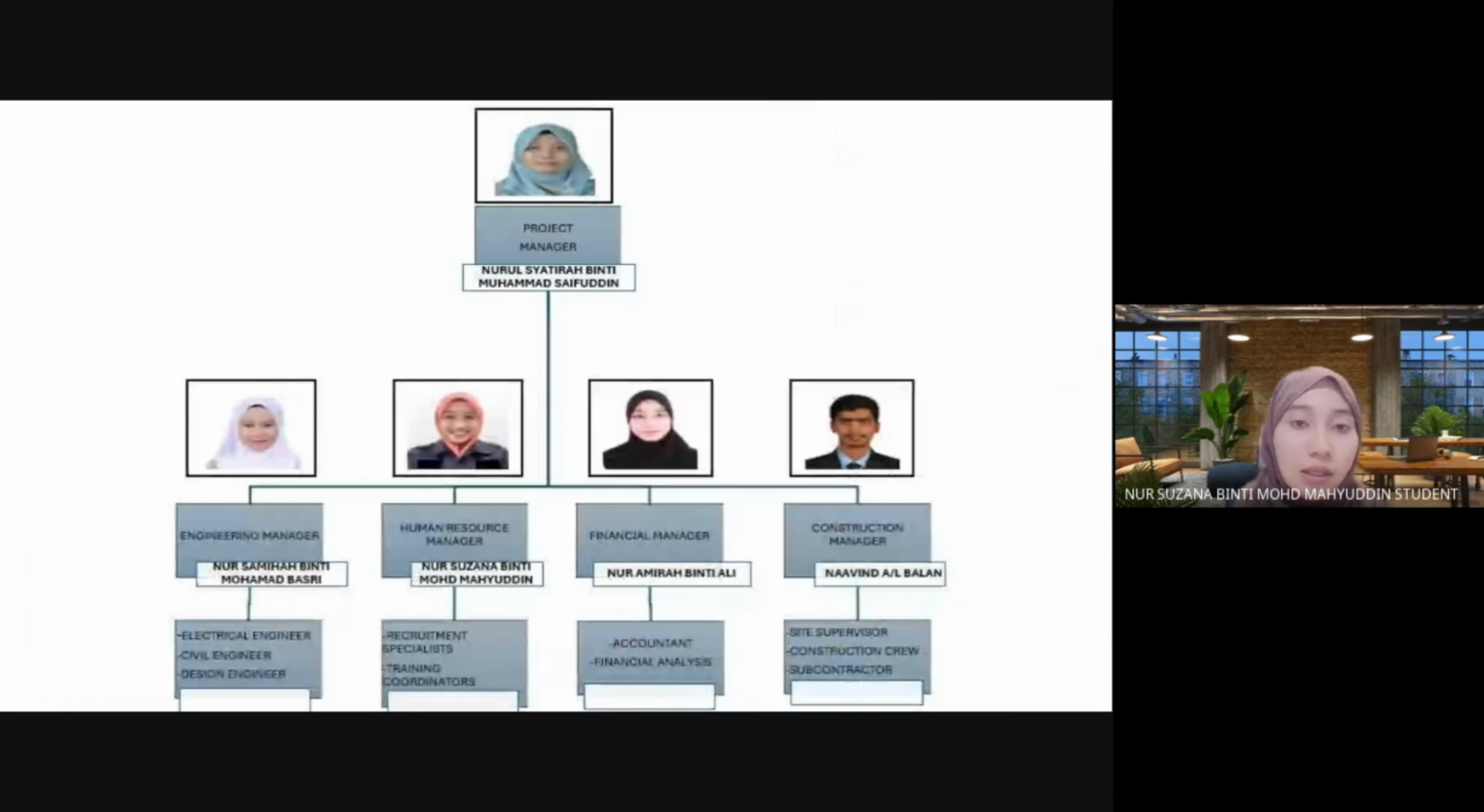Okay, so this is the project organization chart. The organization chart for the transmission line project is structured as follows. The project manager is Nur Shatira binti Muhammad Saifuddin, who is responsible for overall project management, ensuring all aspects are on track and objectives are met. And next is engineering manager.